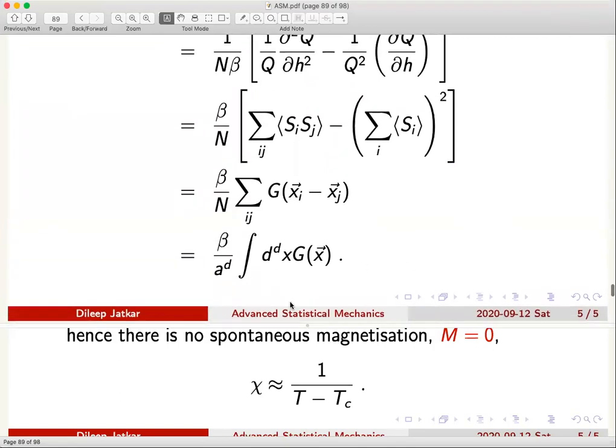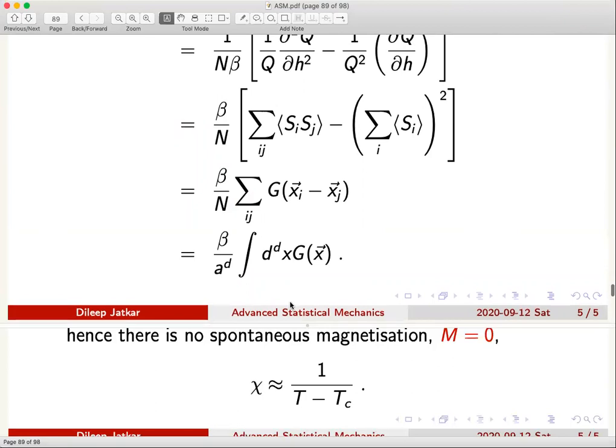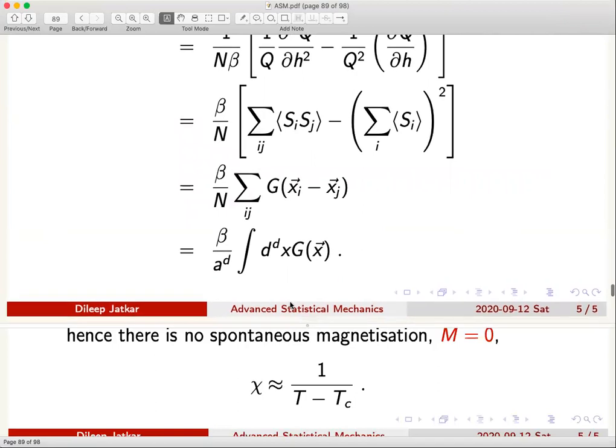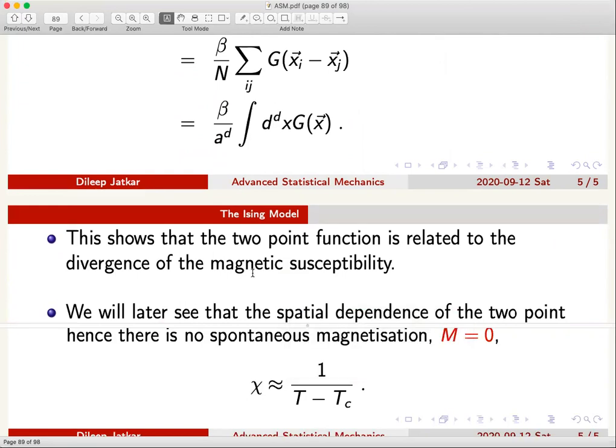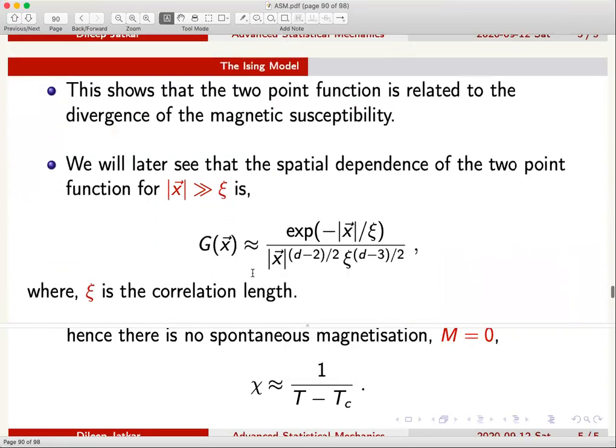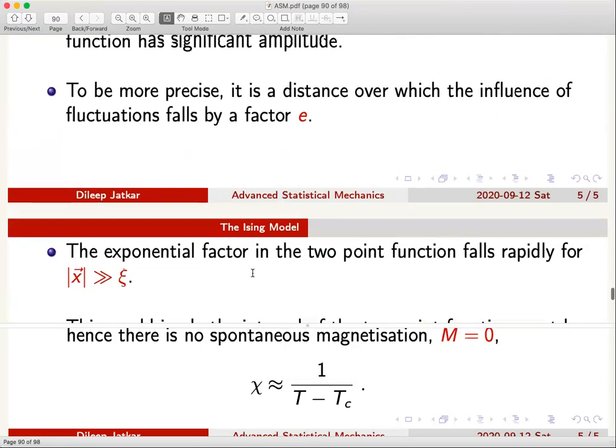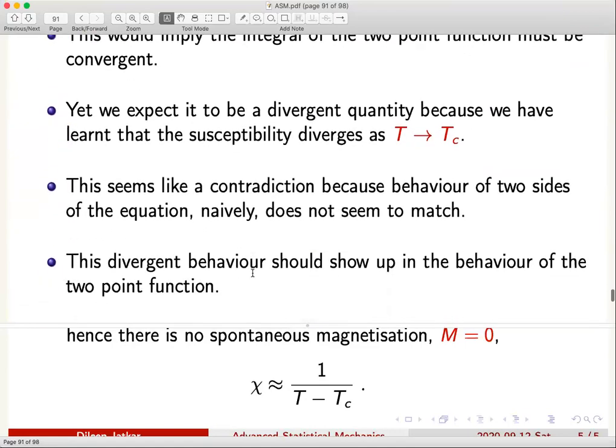And what we really want to ask is, what is the temperature dependence of the correlation length? That's all we want to know. So we are not going to look at every detail of this expression. We just want to ask how ξ depends on temperature. Good.